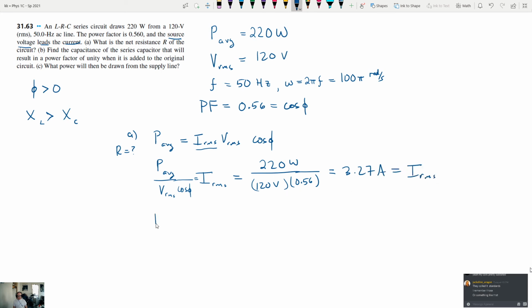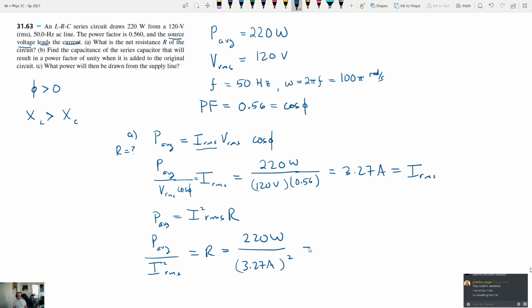And now we can go to one of the other equations, which is average power equals I squared RMS times R. Divide by this, and you get average power over I squared RMS is equal to R. So that's going to be 220 watts divided by 3.27 amps, whole squared, which equals 20.6.